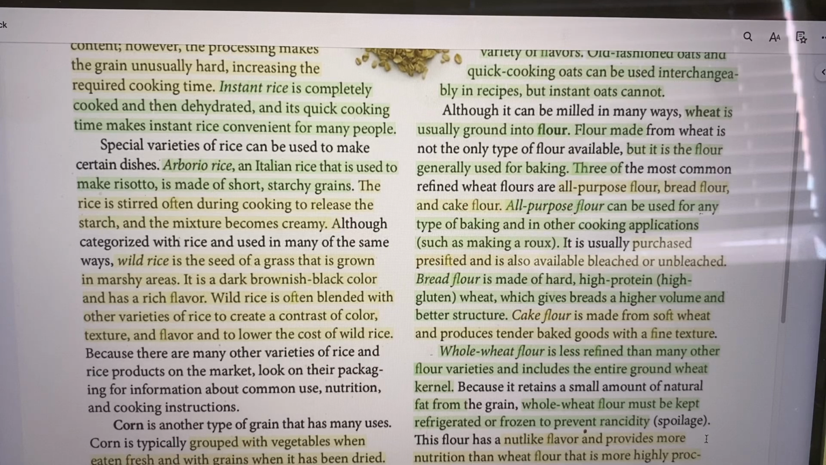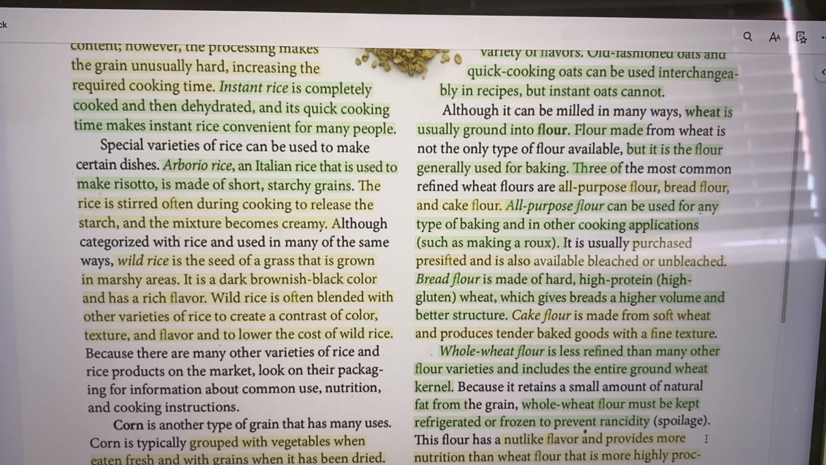Although it can be milled in many ways, wheat. Let's talk about wheat now. We were talking about oats, now we're going to talk about wheat. Wheat is what's usually ground into flour. So flour made from wheat is the only type of flour that's available. If you get flour, it's going to be made from wheat. That's what it's known for. It's generally used for baking.